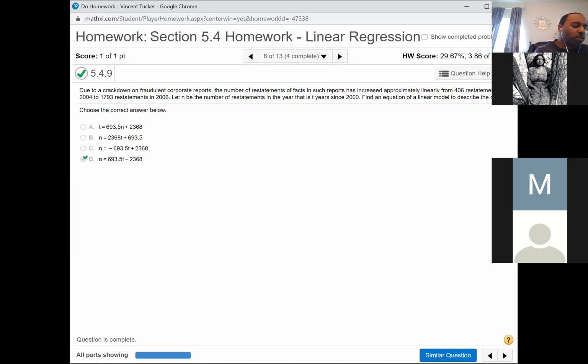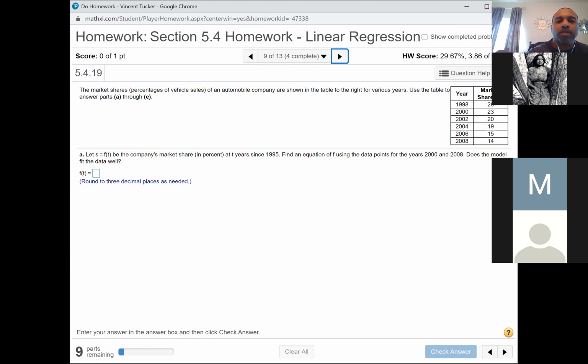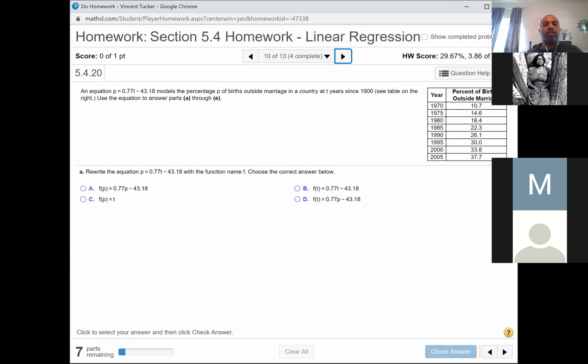All right, questions before we look at the next one? Want to make sure we're clear here with function notation. Did we talk about that earlier, I think that was early part of the semester, function notation. So here they give you an equation, P is equal to 0.77t minus 43.